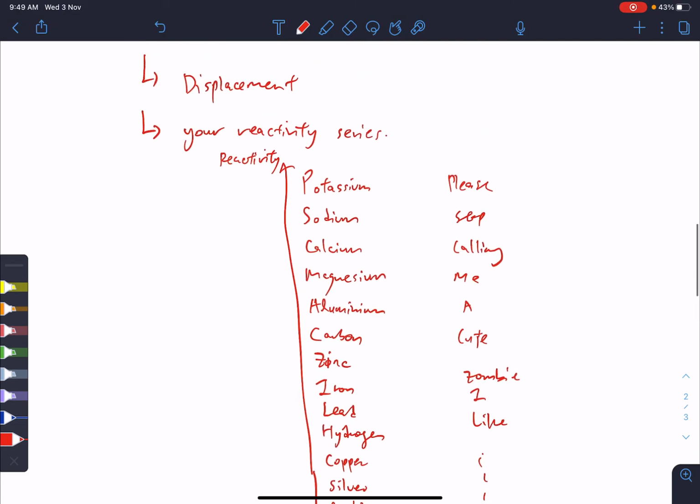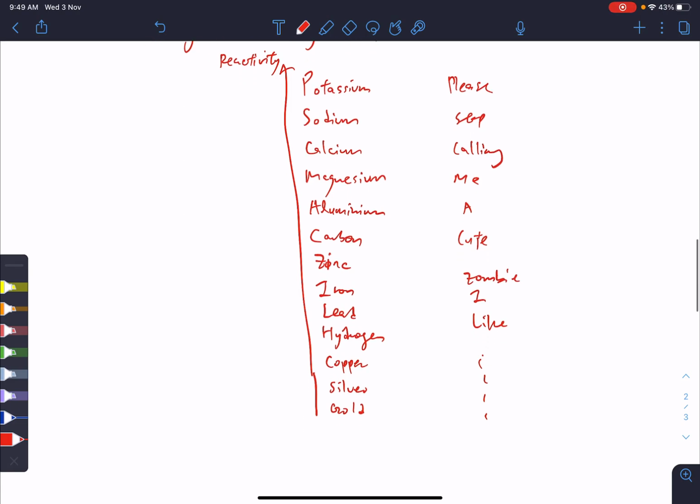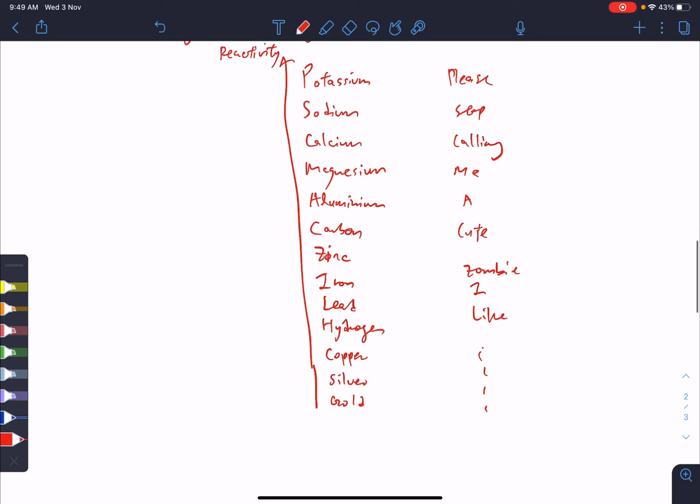So this is the reactivity series. So out of the 7 reactions, not all 7 reactions are new. Some of the 7 reactions we have learned before already. So for today, we are just gonna focus on 2 reactions. The first reaction that involves a metal, which is acid plus metal.